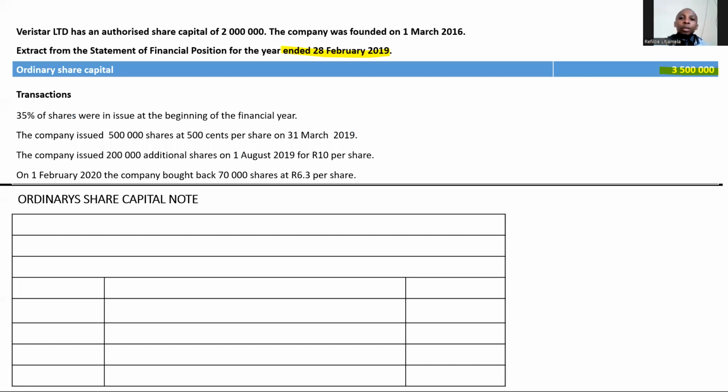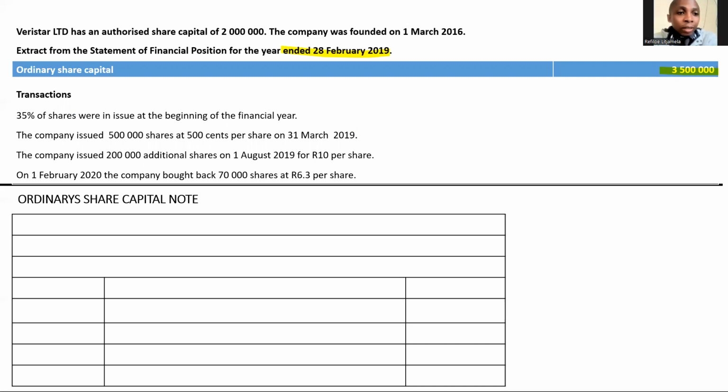And the ordinary share capital was 3.5 million. Note that that 3.5 million will simply be a closing balance for the year ended 28 February 2019. I don't know whether that 28th February 2019 is the end of the current year or the end of the previous year. Transactions will inform me if it's the end of the current year.